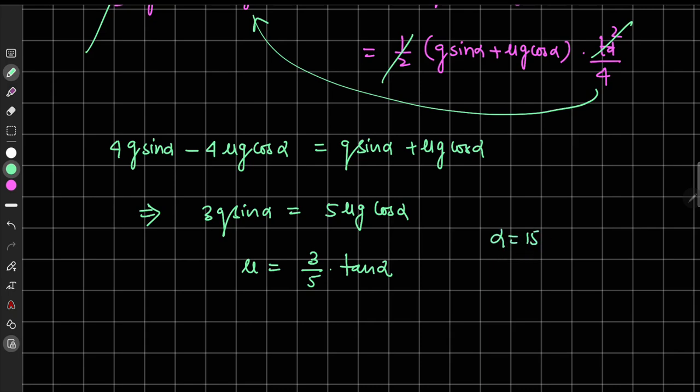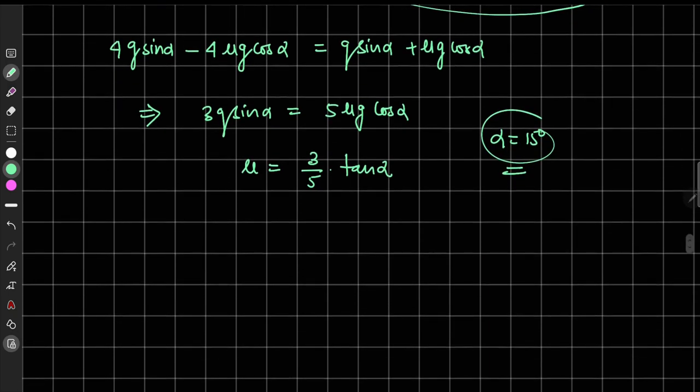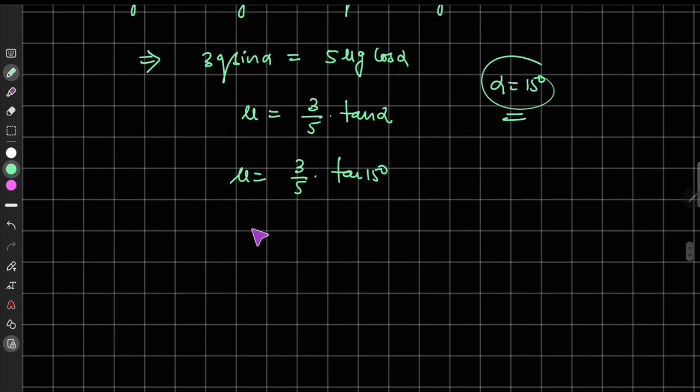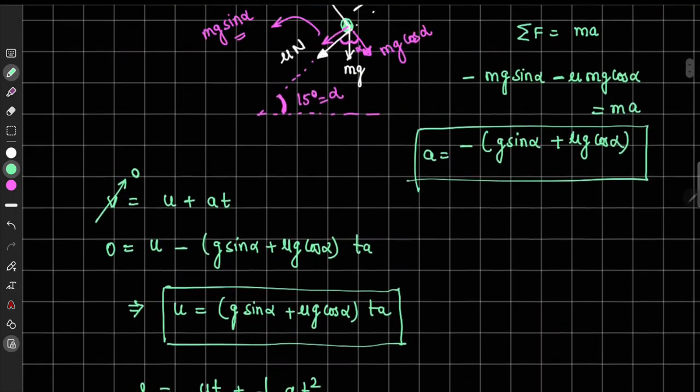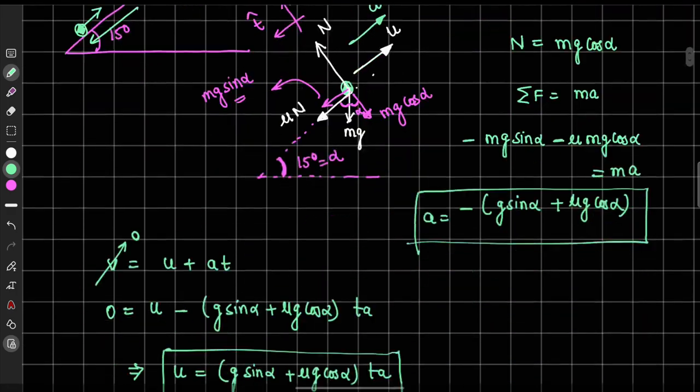and alpha is given as 15 degree in the problem. So we can write mu is equal to 3 by 5 into tan of 15 degree. And if we find the value of mu, that is equal to 0.16. So this is the value of coefficient of friction we got. I hope the entire procedure is clear. Thank you.